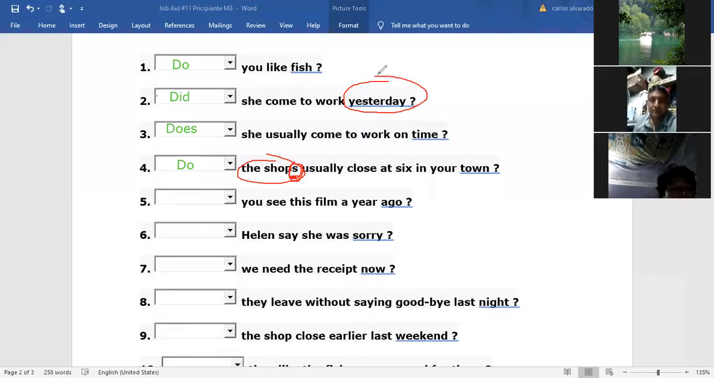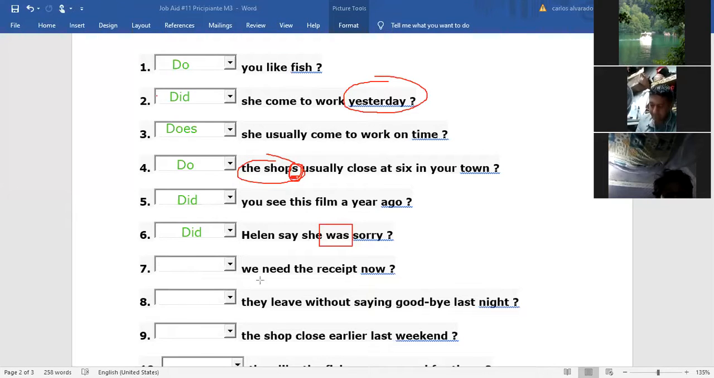Okay, number five, blank you see this film a year ago. Did, right? Past. Number six, Helen say she was sorry. Did. It's going to be did, right? Past. Did Helen say she was sorry? ¿Cuál es lo que me ayuda a poner esto en el pasado? Was. El verbo auxiliar. No, was es en el pasado, right? Correct. So that's past, right? Que es el pasado de yes.